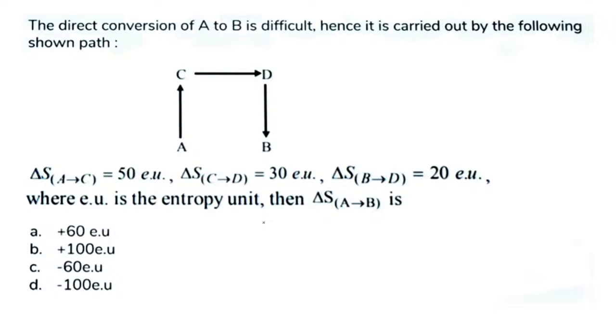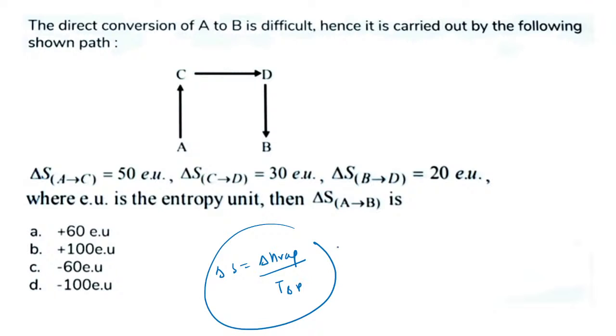Yes, okay, so that is Trouton's rule. Basically, what we can do is: delta S is nothing but delta H vaporization by boiling point. This value is nothing but 10R, so we can equate this value to 10R. We can simply use this value over here, right?